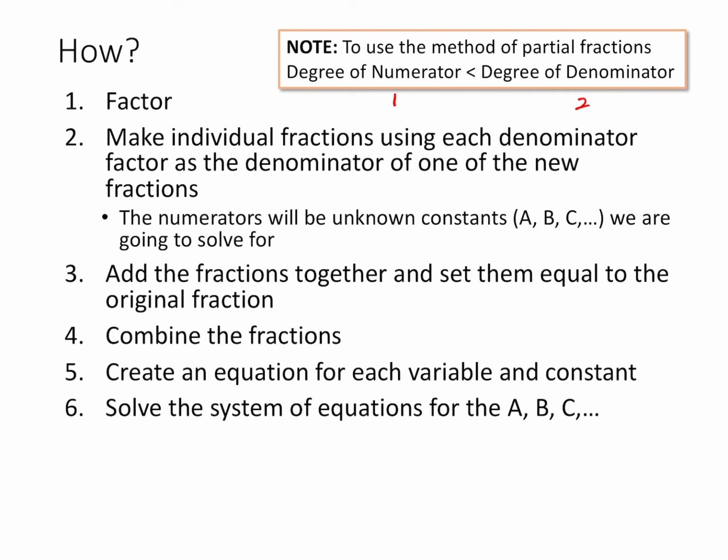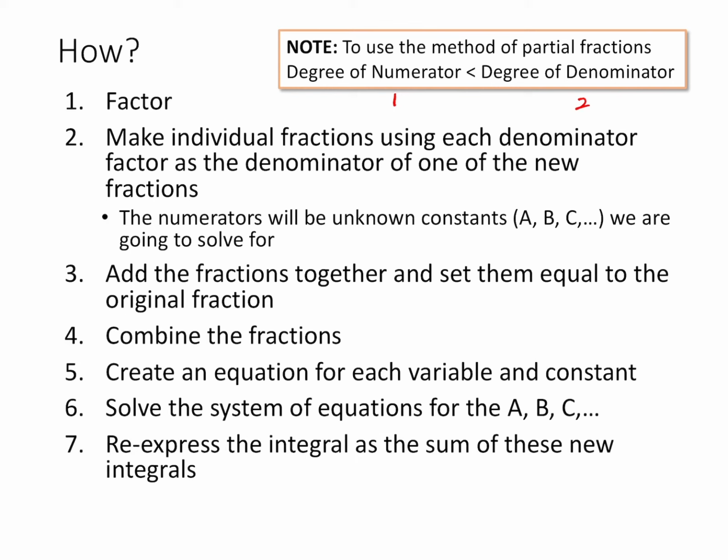So we'll solve that system of equations for those unknown constants, the a, b, and c, our numerators. And then once we have the a, b, and c, we'll be able to re-express the integral that we started with as the sum of these new integrals. So using the a, b, and c, putting them into the fractions that we've created, we'll be able to break them apart into those individual fractions that we can then integrate.